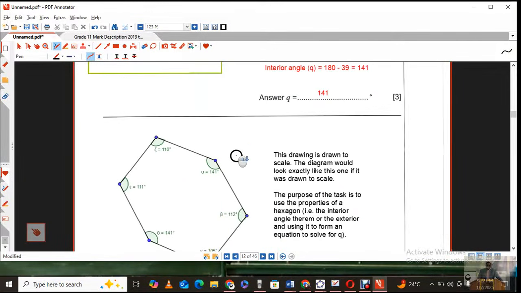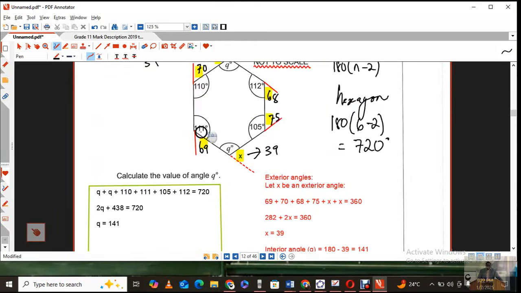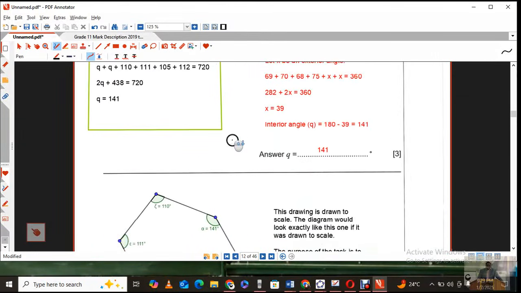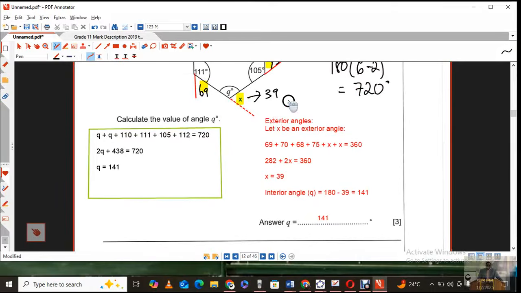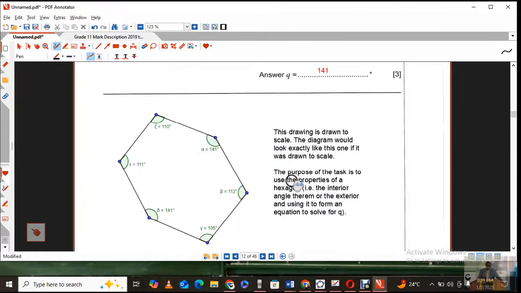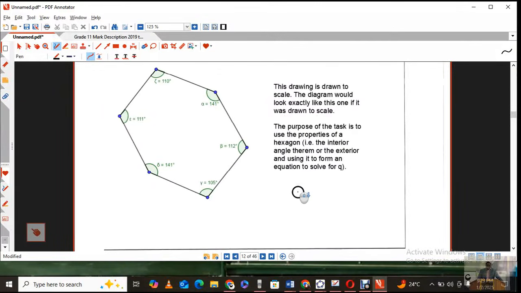So you can't be using the diagram and say I can bring measurements here, or cut these into rectangles or whatever the case may be. Don't do that. The purpose of this task was for you to use the properties of a hexagon, for example what I did here with the 720, or the exterior angle theorem, so to speak, to calculate the value of Q.